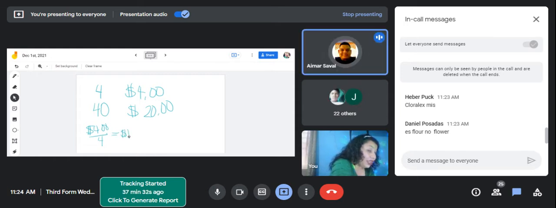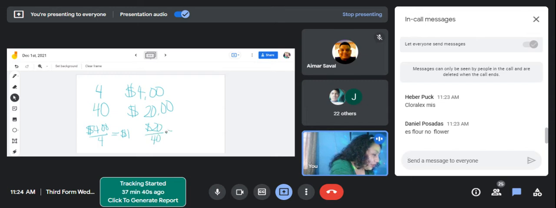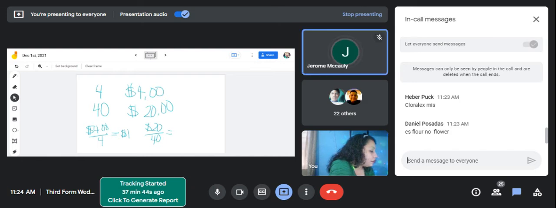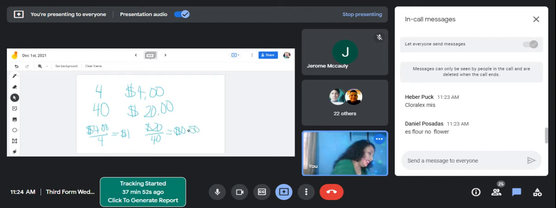$1, miss. Right, $1. And if I take the $20 and I divide it by 40, how much does each roll cost? About 50 cents, miss. Yeah, 50 cents.